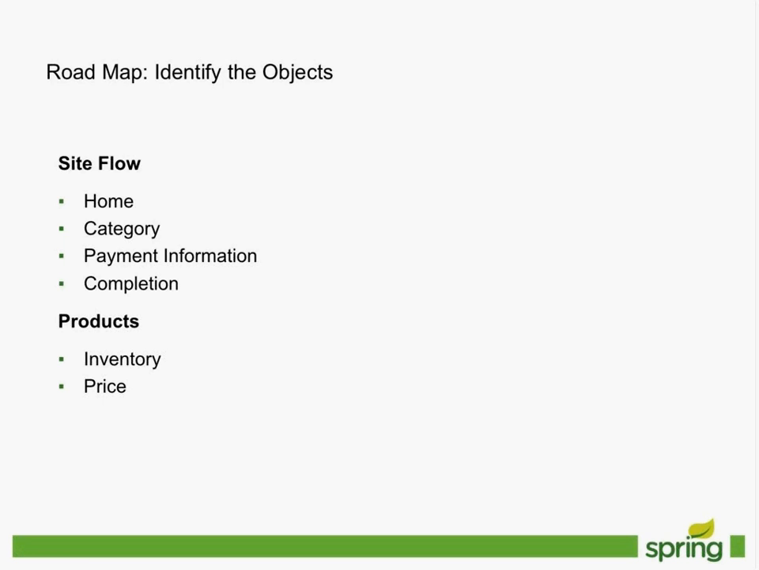So by cutting our flow down like this and defining the flow, we really ended up with 5 pages that we had to build. In addition, an important object is the product. We know that we need to track the inventory and we need to track the price. There are other elements, obviously, like product number, things needed by the fulfillment system, but those are the key elements that we started identifying.